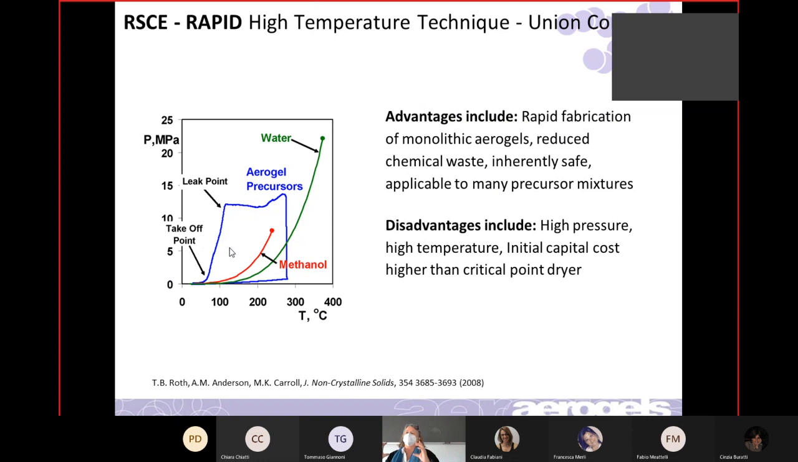And it's applicable to a lot of different types of aerogels, and Mary's going to talk about some of that tomorrow. Disadvantages include it is still high pressure. It is still high temperature.